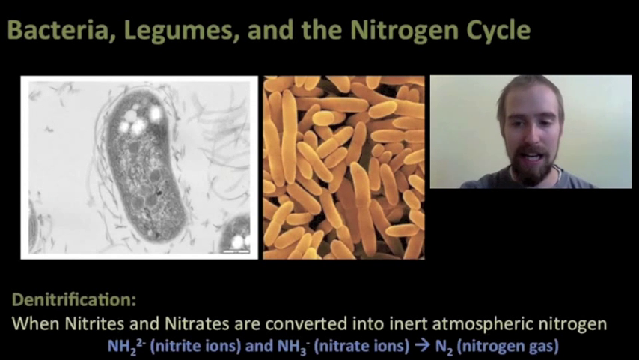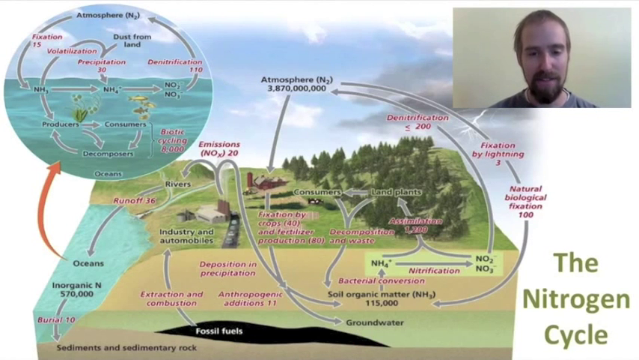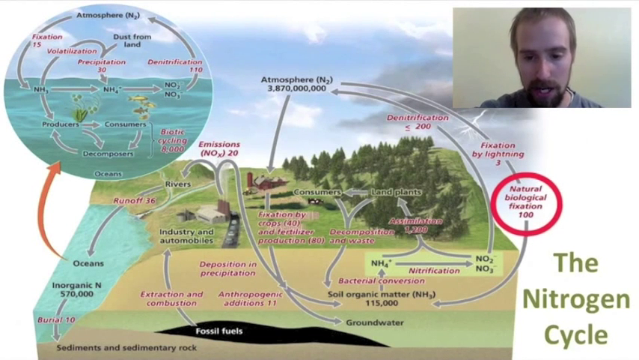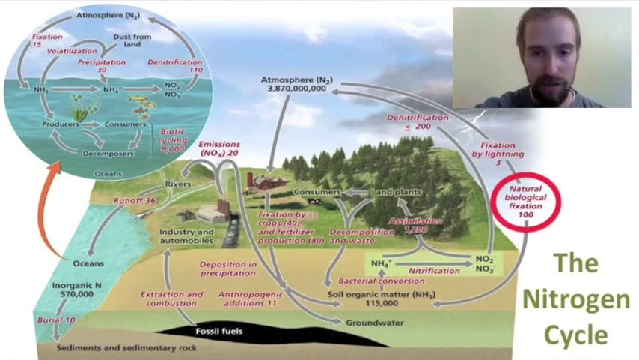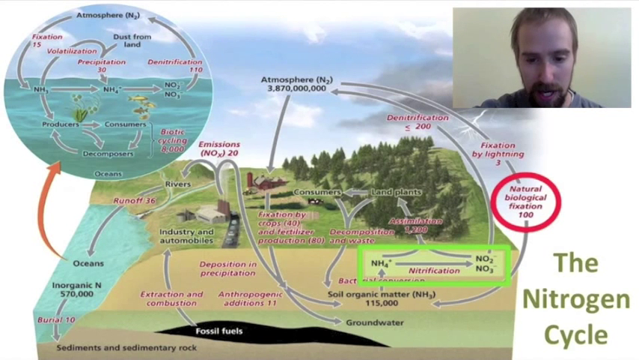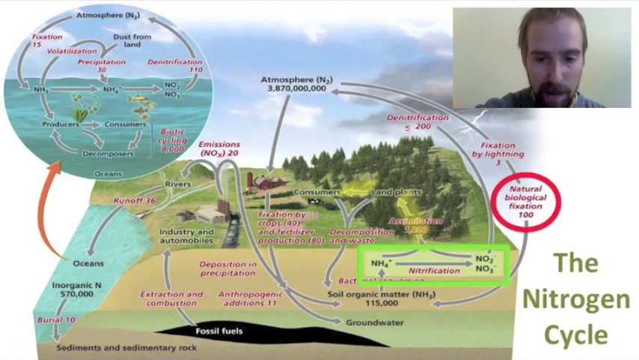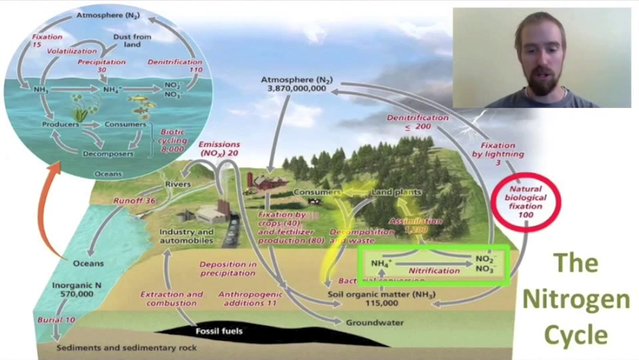So let's go back and take a look at our diagram again and see how that fits into the greater nitrogen cycle overall. So remember, we were just looking at this part here, the natural biological fixation, which takes place down in the soil. From there, nitrogen gets moved into plants, from plants to consumers, and then back into the soil when those consumers die and are decomposed.